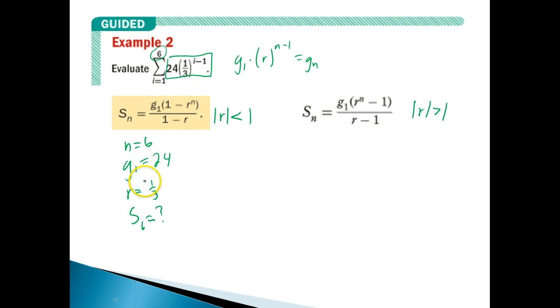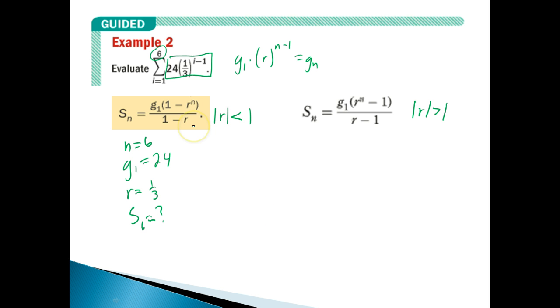So let's take a look at our ratio. Our ratio here is 1/3. That's certainly less than 1, so we're going to be using this equation over here on the left. If you'd like to pause the video right now and plug all these pieces in and see if you can get the sum for S6, you can go ahead and do that, and then come back, and we'll try it together.